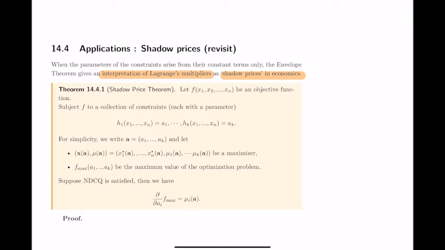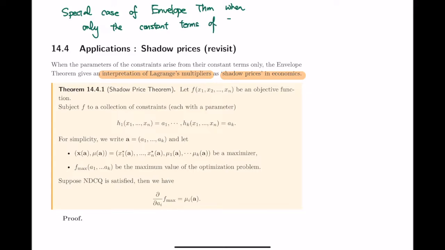Shadow price is really a special case of the envelope theorem, when only the constant term of the constraints are parameters. Okay? So shadow price is really a concept that arises when you use envelope theorem in a special scenario.